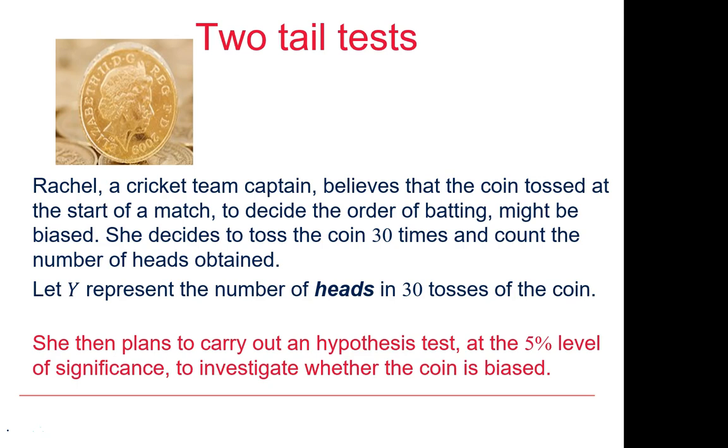This is a scenario where we have a two-tail test where we are throwing a coin 30 times and looking to see how many heads we've got, counting the number of heads, and we're trying to see whether our coin is biased. So it's probably worthwhile pausing and just reading that through and thinking how you would set that test up.